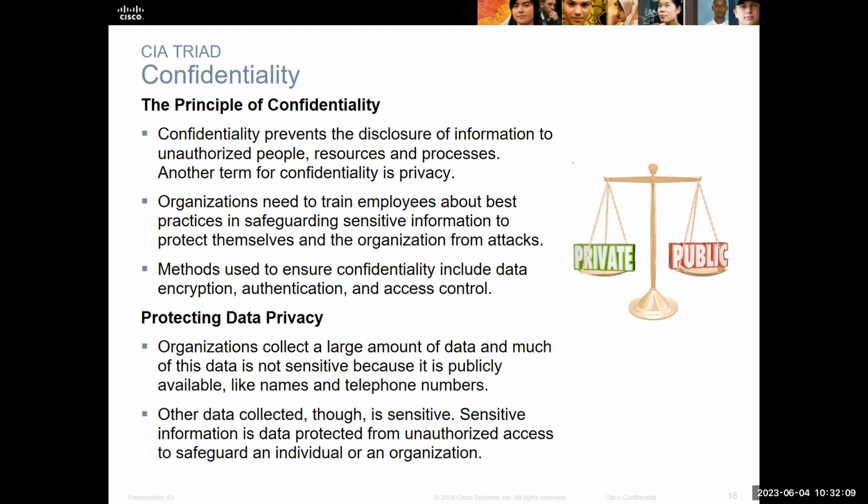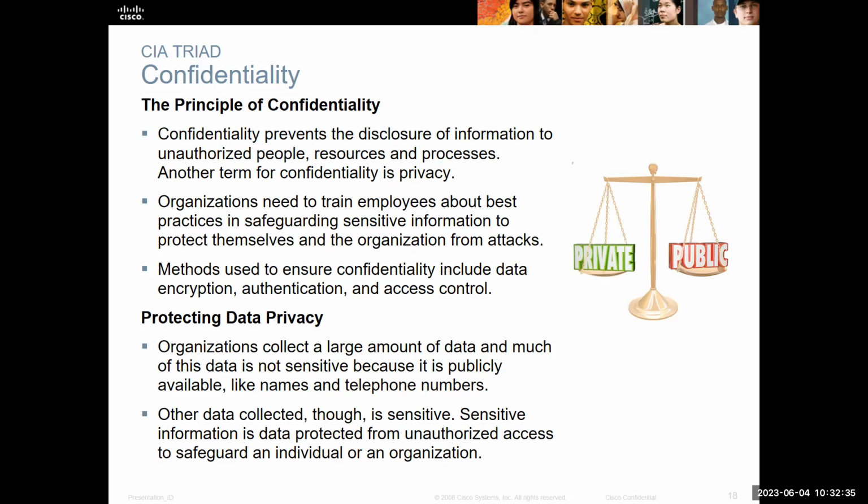Organizations collect large amounts of data, and much of this data is not sensitive because it is publicly available, like names and telephone numbers. This is actually available. I mean, you can go to Facebook, Twitter, or Instagram, or any other social media platform and search, or you can even go to Google and look for the information you're looking for. Other data collected, though, is sensitive.